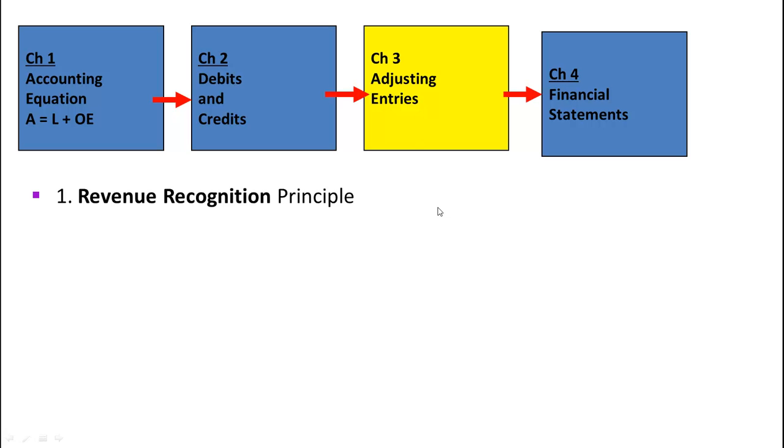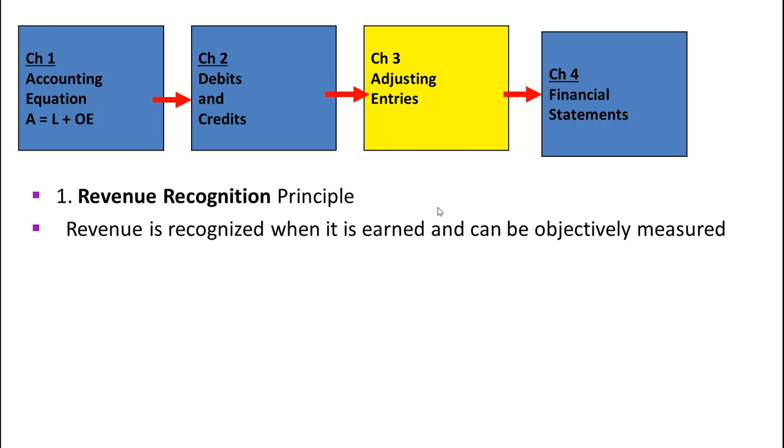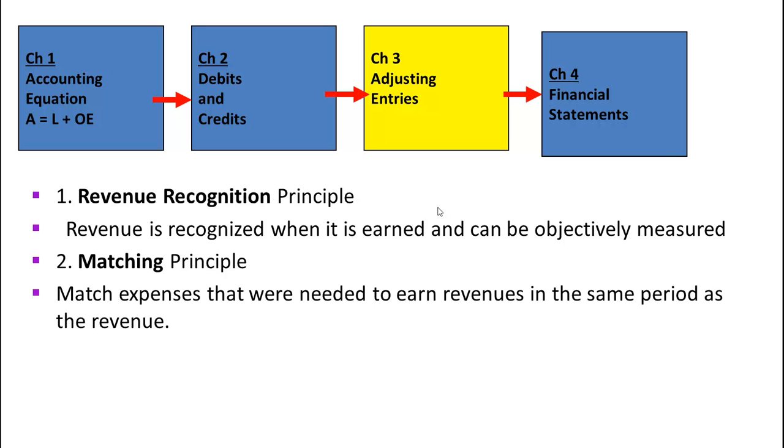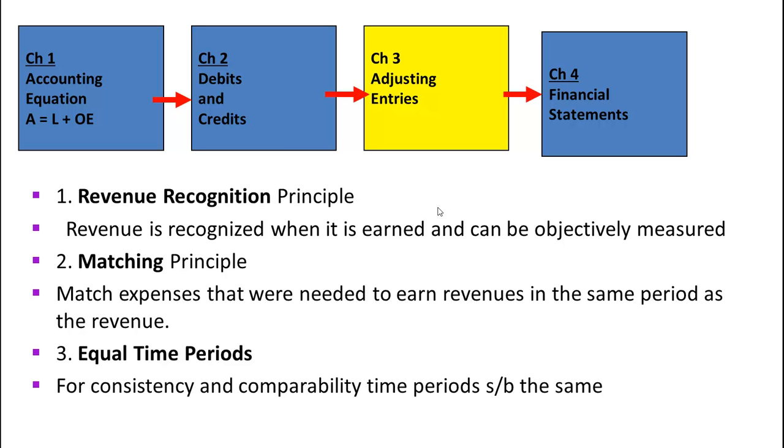There are some principles that go with the adjusting entry concept. The first one is the revenue recognition principle, which says that revenue is recognized when it's earned and can be objectively measured. The second is the matching principle, which says to match expenses that were needed to earn revenues in the same period as the revenue. And finally, equal time periods, which means for consistency and comparability, the time period should be the same. That is, we should compare a month to a month or a year to a year.